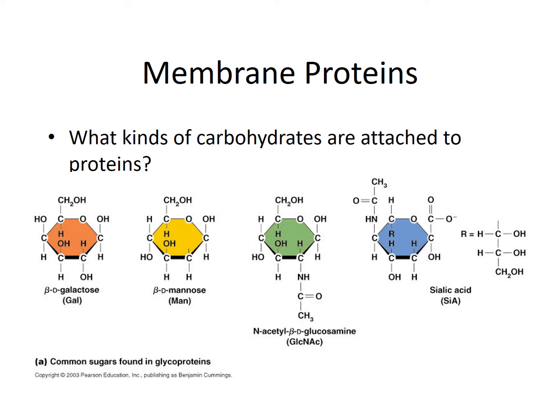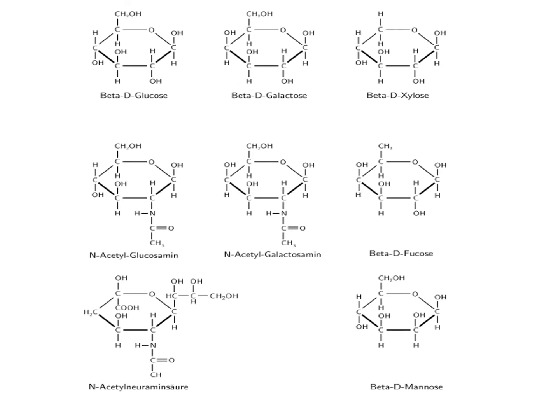All sorts of different sugars. In biochemistry, you'll have to memorize all these structures and whatnot. Galactose, mannose, NAG, and sialic acid. Here's some more. Not that you have to memorize them here, but you will for biochem.